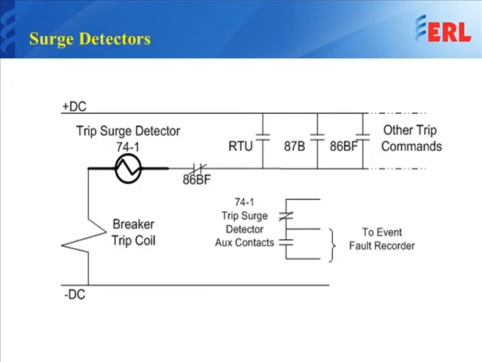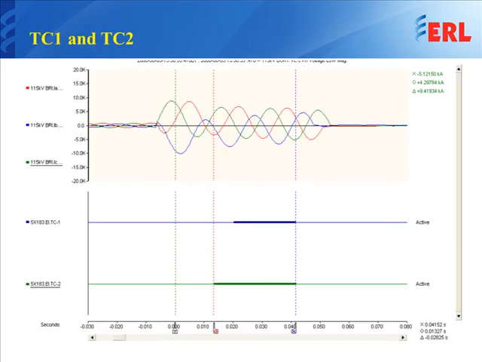This is a control diagram of how those trip surge detectors could be implemented. The 74-1 overcurrent relay there has some auxiliary contacts that could be wired to the DFR relay, and then we could capture the traces of such operations.